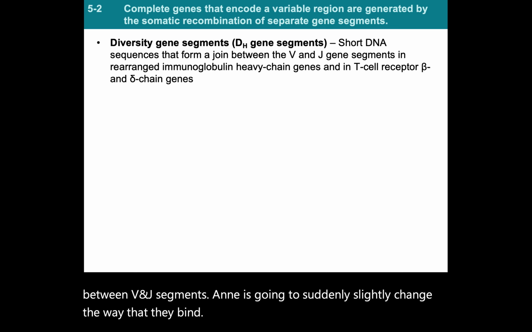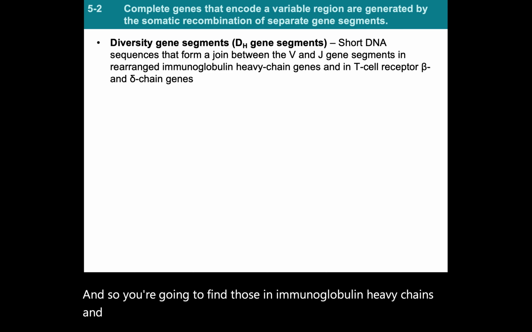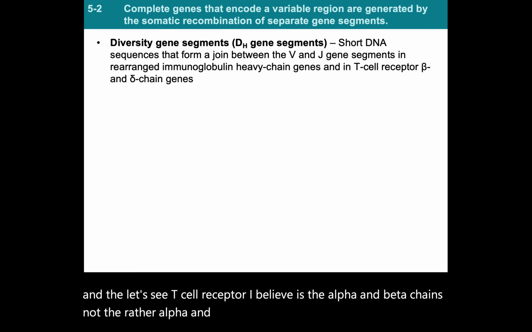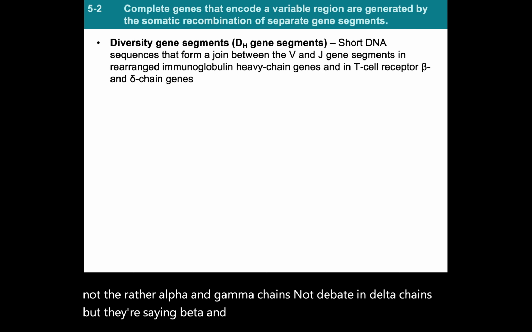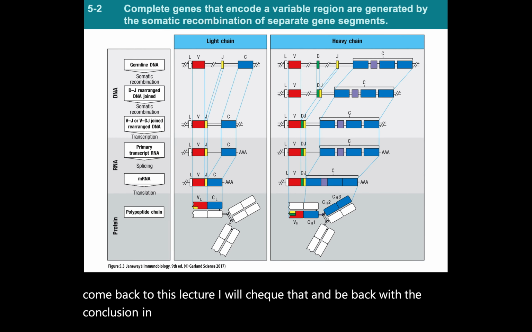And so you're going to find those in immunoglobulin heavy chains and in the T cell receptor, I believe it's the alpha and beta chains, not the, or rather alpha and gamma chains, not the beta and delta chains. But they are saying beta and delta. So we're going to have to check that and come back to this lecture. I will check that and be back with the conclusion in the next segment.